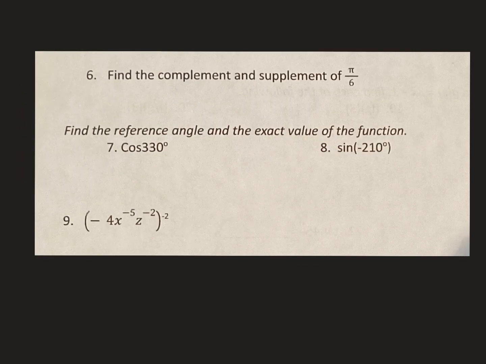Number 6, find the complement and supplement. Okay, if you haven't noticed yet, it's really the same test as last week, except it's radians instead of degrees. So the complement, last week we did 90 degrees minus the angle. Now we're going to do pi over 2, because pi over 2 is 90 degrees, minus pi over 6. You need a common denominator here. Pi over 2 is really 3 pi over 6. Think about it. 3/6 is really 1/2. Minus 1 pi over 6. I get 2 pi over 6. If you reduce that, you get pi over 3.